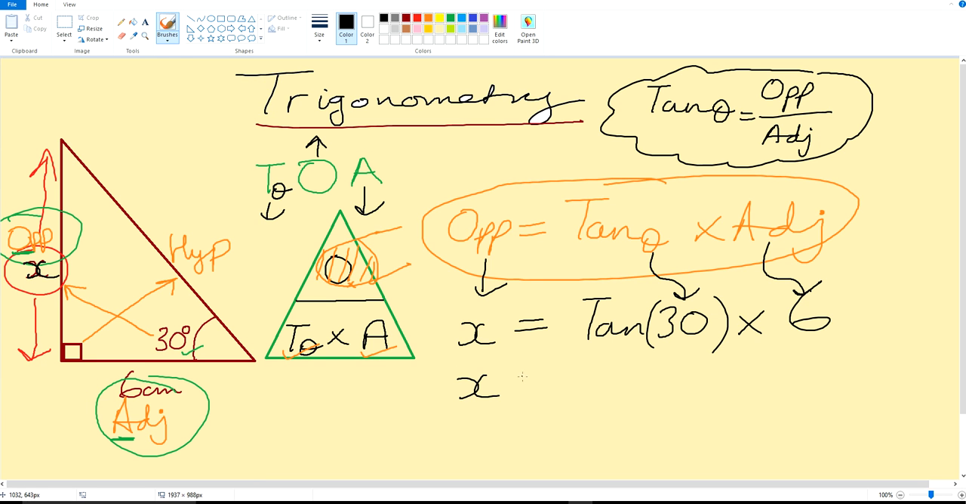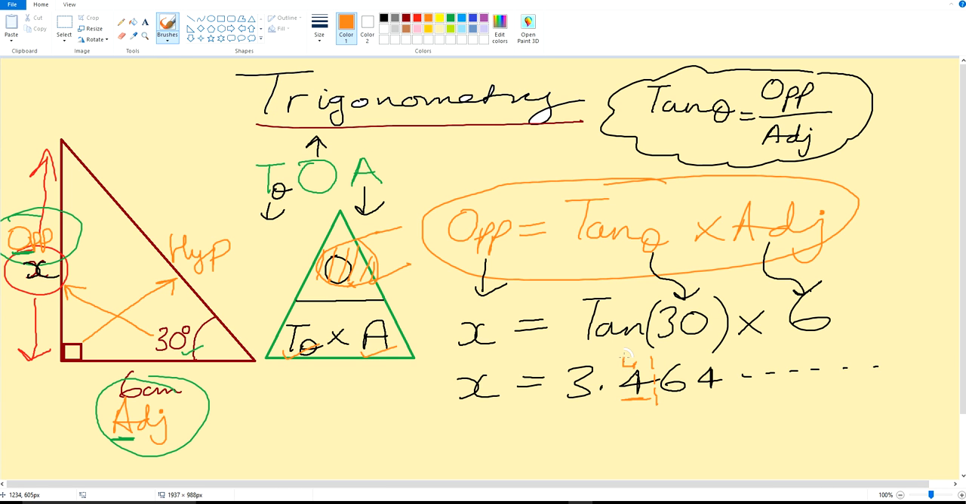So x equals 3.464 and so on. Most of these questions, we need to give it to 1 decimal place. Sometimes they ask you for 2 decimal places. So let's show you how we do that. 1 decimal place is here, so we've got to stop there.